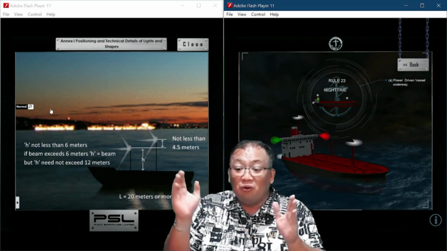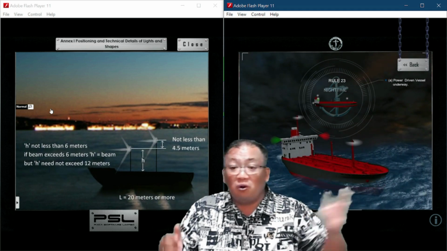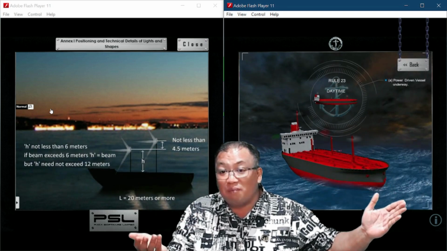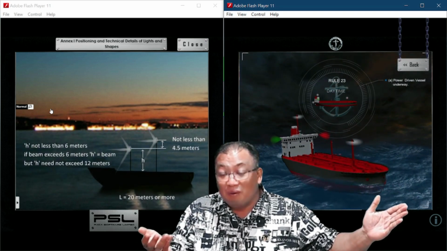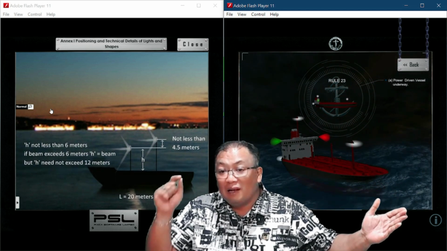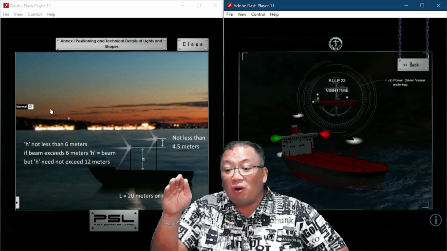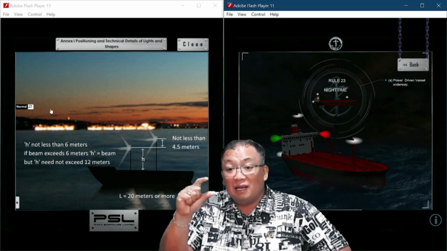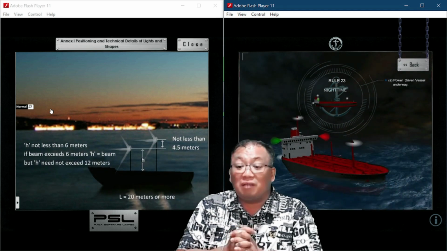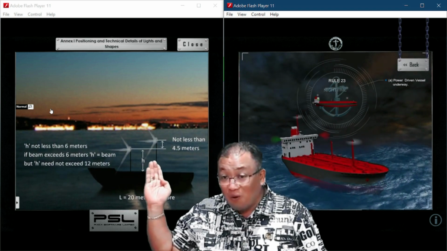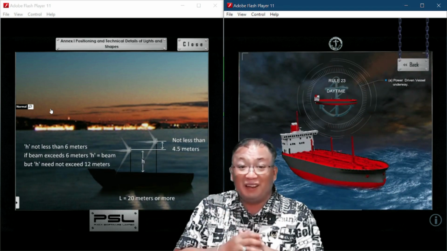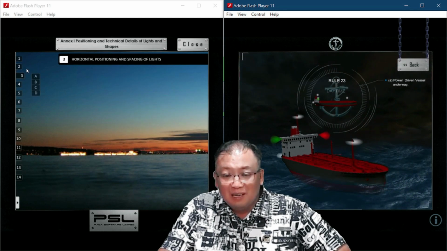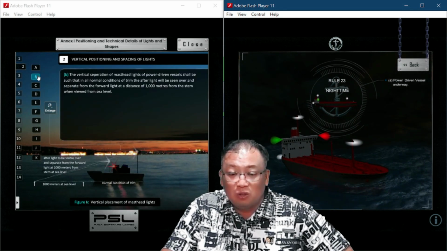If you carry a second masthead light, you go to the left side. You see the second masthead light at the back. Why? Because this is 50 meters or more. You remember? This is Rule 23. The difference in height between the forward masthead light and the masthead light at the back, which is higher, should not be less than 4.5 meters. Very clear, because in our animation we make it very clear. Let's continue. That was 2 alpha. Let's go with 2 bravo.